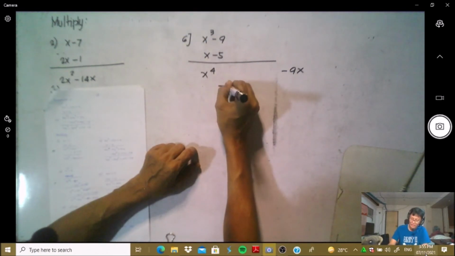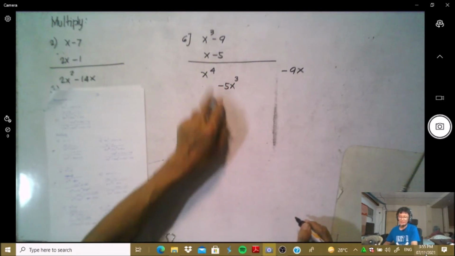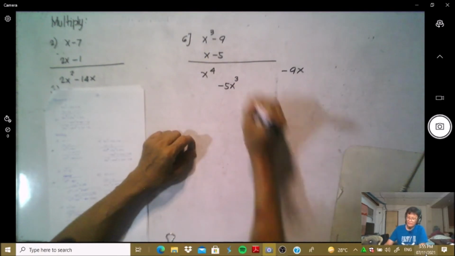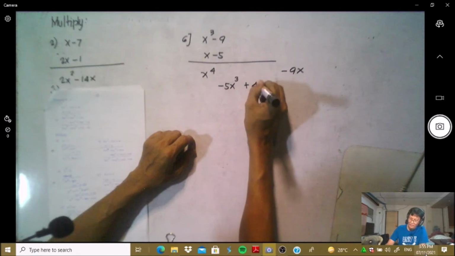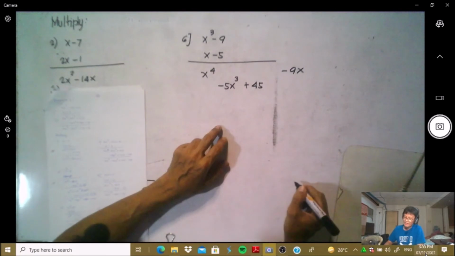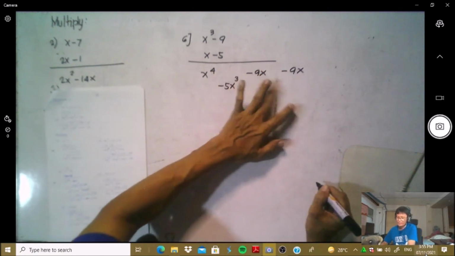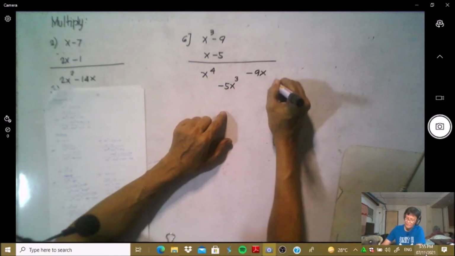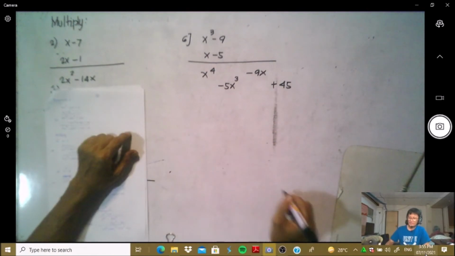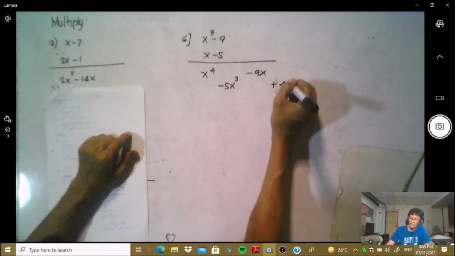So we have negative 5x cubed for our next column. Then we have negative 5 times 9 will be positive 45. Positive 45. This is constant. So we have to move to the left, negative 9x. So we have minus 9x. Then we have to move positive 45 to the right. Okay, we can have that method. So we have x to the 4th, x cubed, x, and 45.